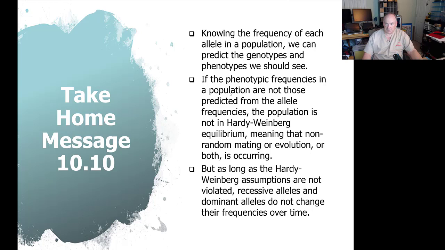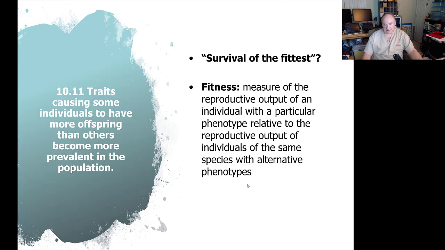Knowing the frequency of each allele in a population, we can predict the genotypes. If the phenotype frequencies in a population are not those predicted from the allelic frequencies, the population is not in Hardy-Weinberg equilibrium, meaning non-random mating or evolution or both is occurring. So if it doesn't fit the normal sorts of traits that the Hardy-Weinberg equation predicts, because all of it has to add up to 1, but if something is not there, obviously it's going to skew it and it won't be true. So one of the assumptions was violated and something didn't occur. And it could be lots of reasons for that. We're not going to go into it.